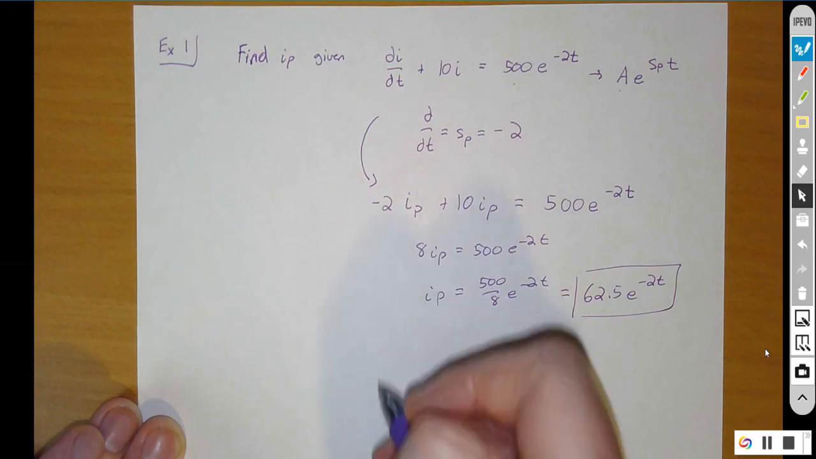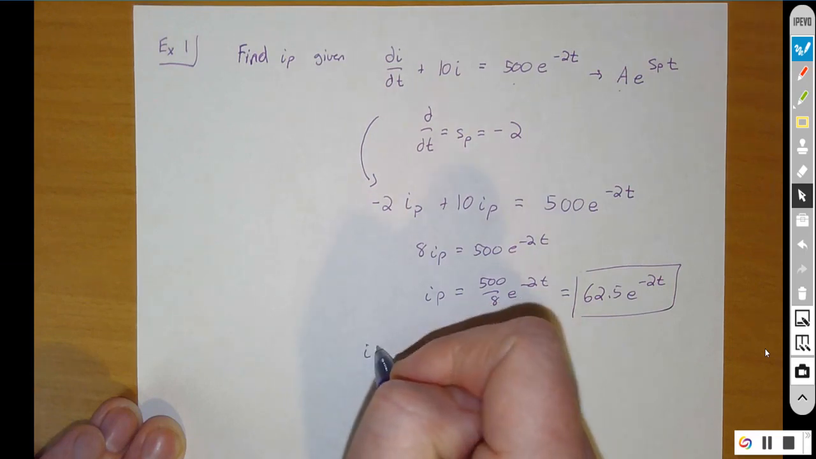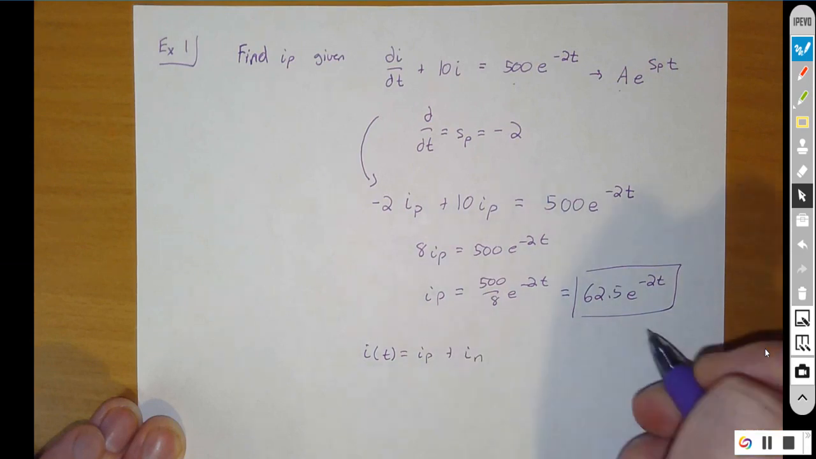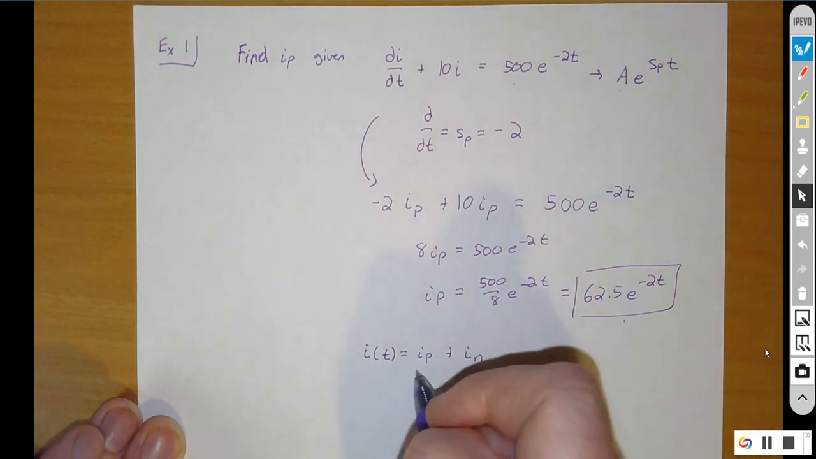Kind of foreshadowing, what we would do is have some function I of t equal to I particular plus I natural. We would put this in for I particular.